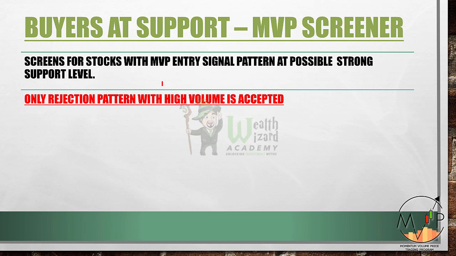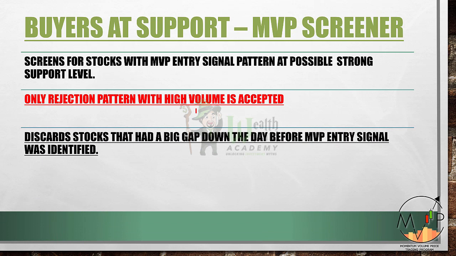So only a rejection pattern with high volume is accepted. As usual, in the MVP method, volume is given a whole lot of importance. These stocks not only screen for stocks with an MVP entry signal at a strong support level, but also show only stocks which have high volume. The rejection pattern must come with high volume. It also discards stocks that had a big gap down the day before the MVP entry signal was identified.